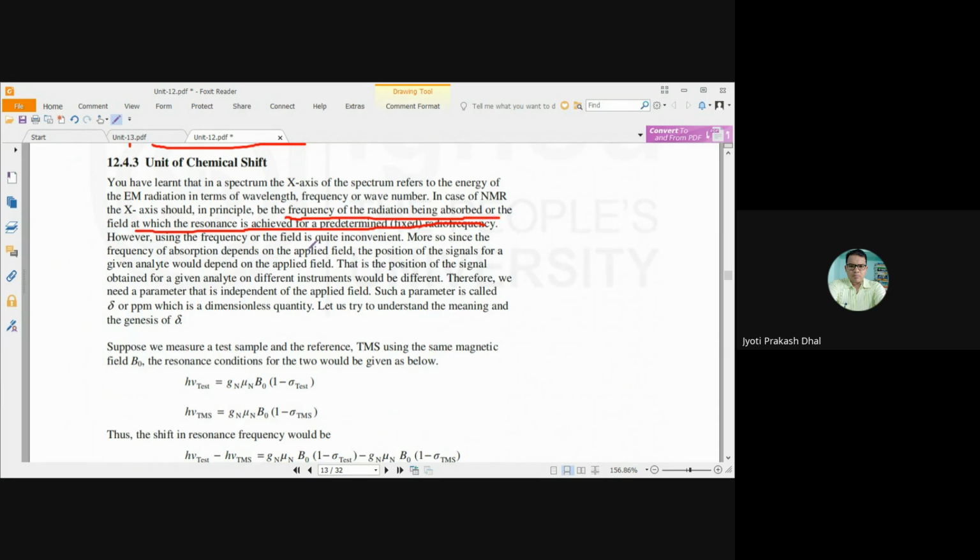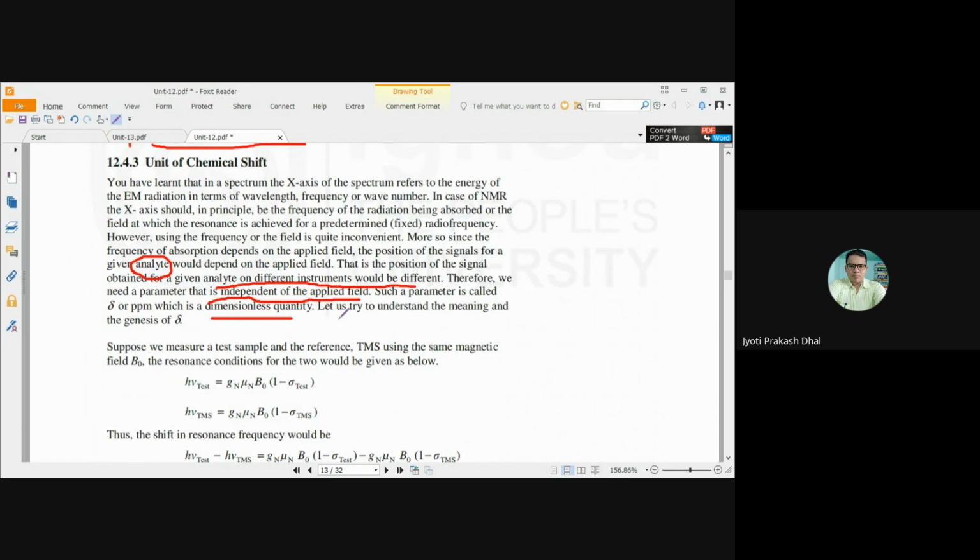However, using the frequency or field is quite inconvenient. The frequency of the absorption depends upon the applied field, so the position of the signals of a given analyte would depend upon the applied field. Analyte means the sample under investigation. So the position of the signal obtained for a given analyte on a different instrument would be different. Therefore, we need a parameter that is independent of the applied field. Such a parameter is called delta or ppm, which is a dimensionless quantity.